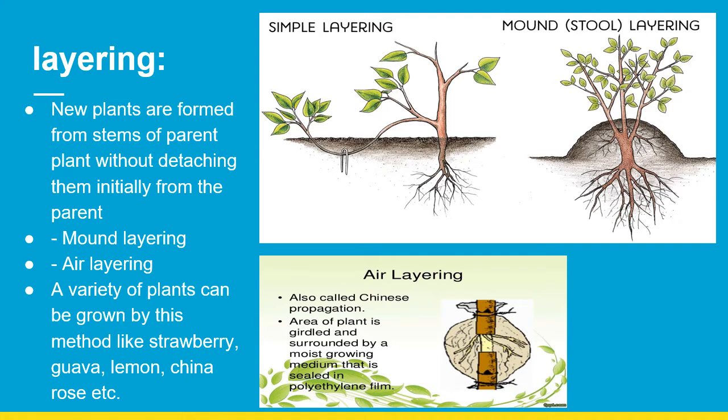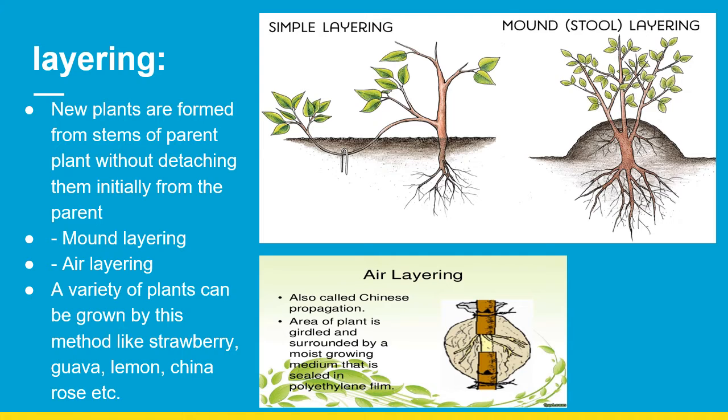The second type is mound layering, where you can see a heap of soil dropped on the stem part of the plant. When the stem part comes into contact with the soil, roots arise there. So you can detach it from the parent, and you will get new plants by the mound or stool layering method. And the third one is air layering, also called Chinese propagation.